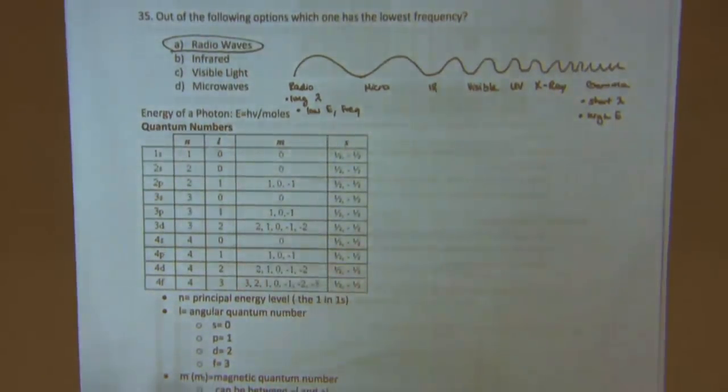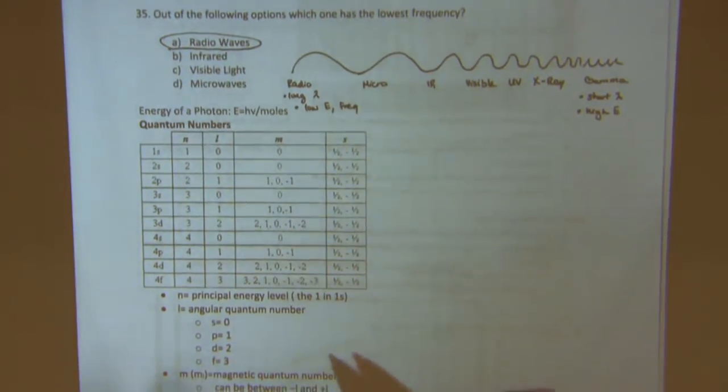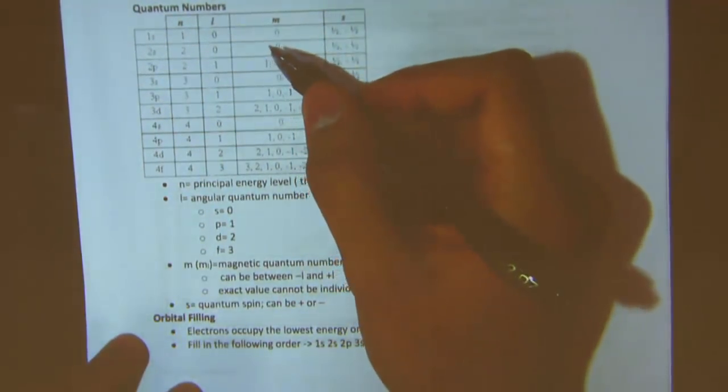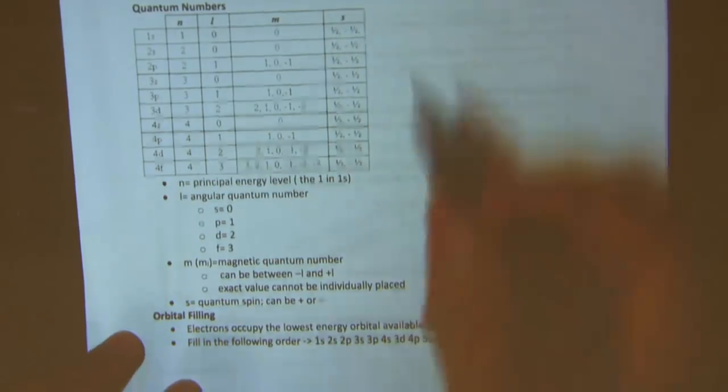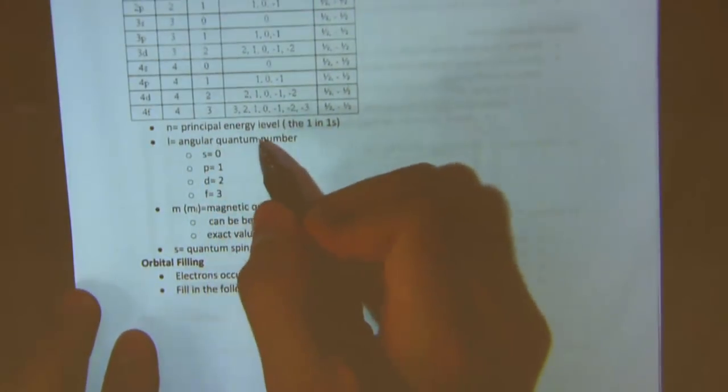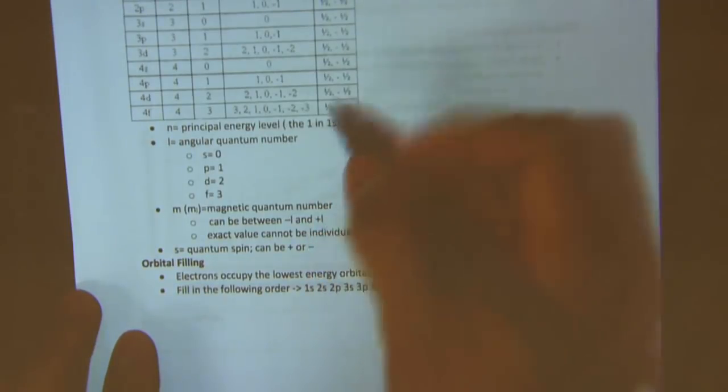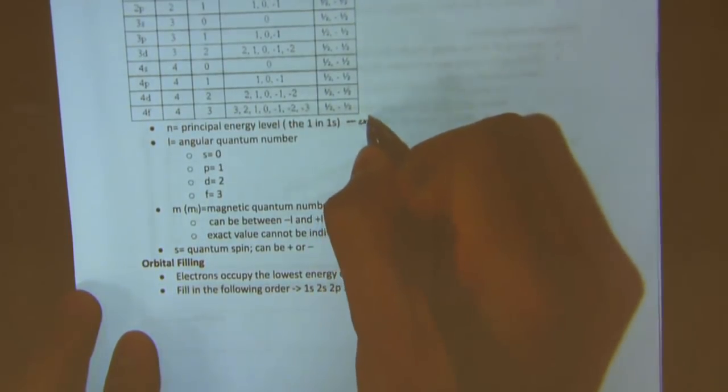Now we're going to move on to quantum numbers. Quantum numbers basically tell you where the electrons are or how they're oriented. This particular table would help you decipher what kind of quantum sets are appropriate. Remember that we have n, which is the principal energy level. It's the 1 in 1s. This tells you the orbital number.